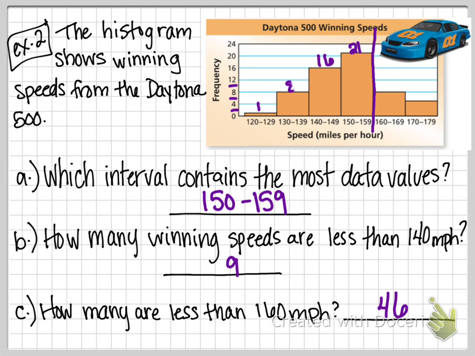Would they ask you a question if it was like, are less than or equal to 160? They can't do that because if they did ask you, you couldn't answer it because we don't know how many are 160, right? Because that next interval starts at 160 but goes up to 169, so we don't know how many are 160. So they can only say less than. Okay? All right.